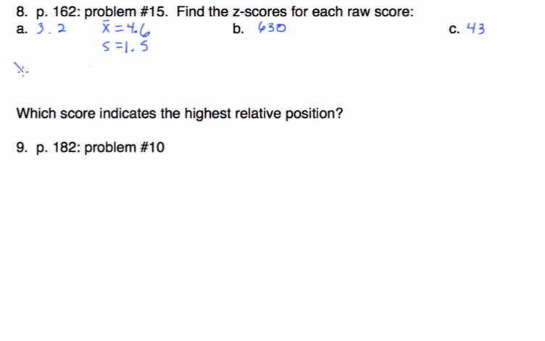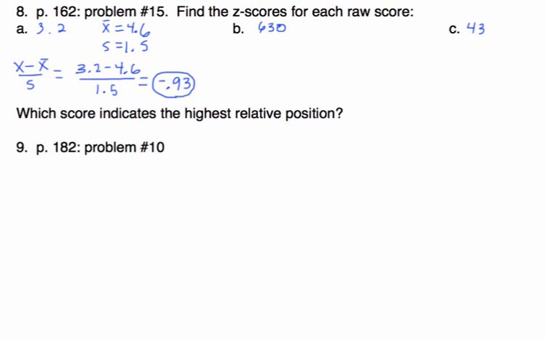So you just do x minus x bar over s. Again, x is your data value, your raw score, 3.2. X bar is the mean, 4.6. S, standard deviation, is 1.5. So you just plug that into your formula. 3.2 minus 4.6. Our raw score is below average, so we're going to have a negative z-score. Negative 0.93 repeating. We'll round to negative 0.93. So I'm almost 1 standard deviation below the mean.